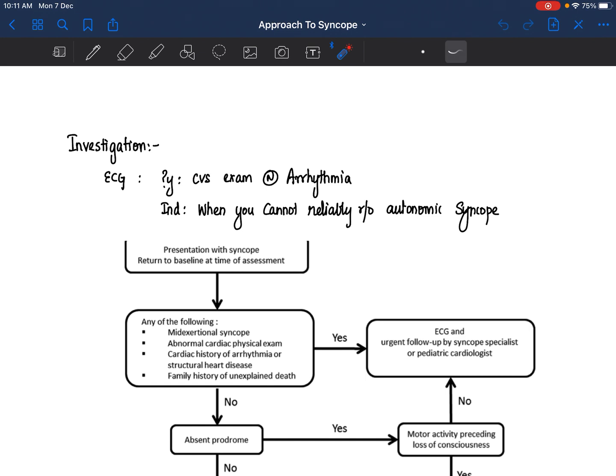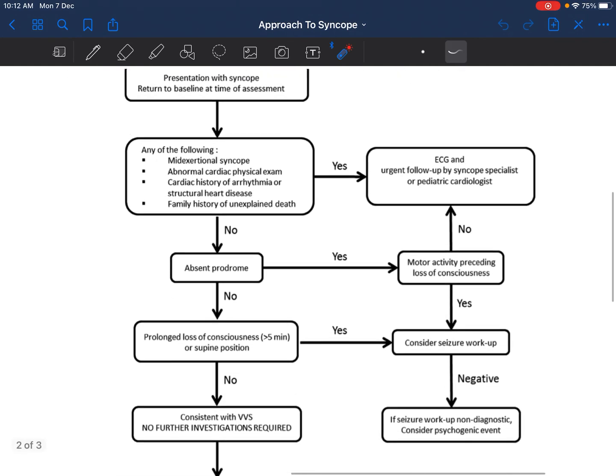Investigations-wise, an ECG needs to be done, especially in patients where you are not able to rule out a neurocardiogenic syncope or a vasovagal syncope, or if you think the semiology is atypical and you are not sure enough. So to put all of this in a small flowchart, taken from the Canadian Society for Pediatric Cardiology guidelines for approach to syncope.